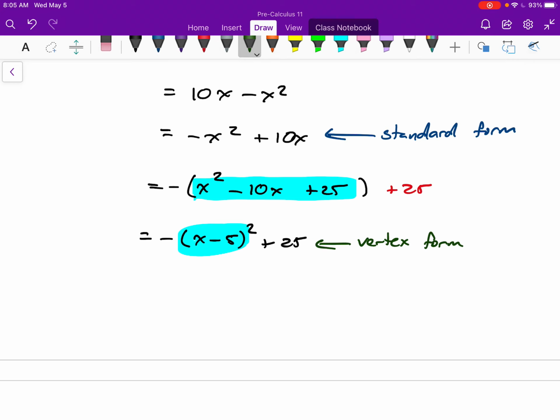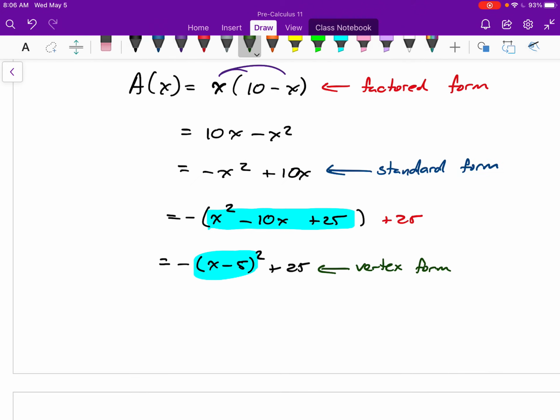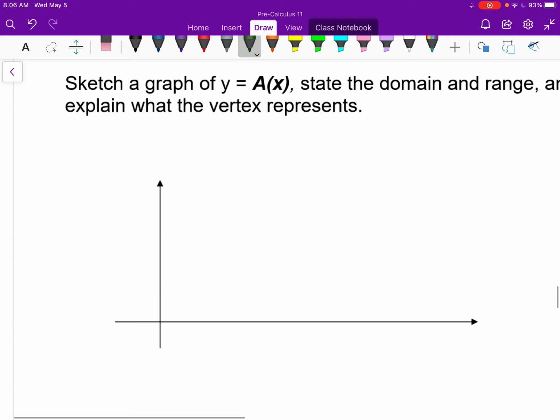All of these three forms I've labeled here: the factored form, standard form, vertex form. They all have different uses. And lately, we've been dealing mostly with vertex form. So lastly, let's sketch this function and state again what the vertex represents, and state the domain and range and all that. And so I have this set up already.